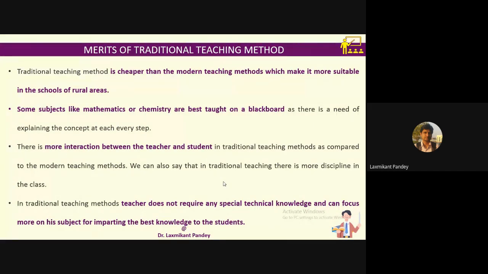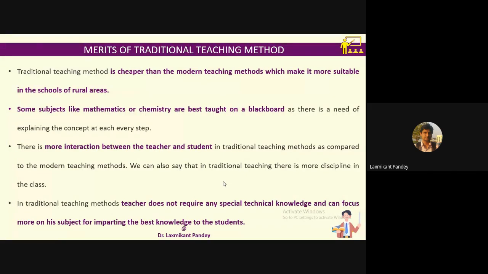Second, for some subjects like mathematics and chemistry, as I told you, the chalk and talk method is a very good and very effective way to connect with the students. As I mentioned in that slide, in mathematics and chemistry you need to connect with the students in the proper way, so the chalk and talk method is very good for such subjects.